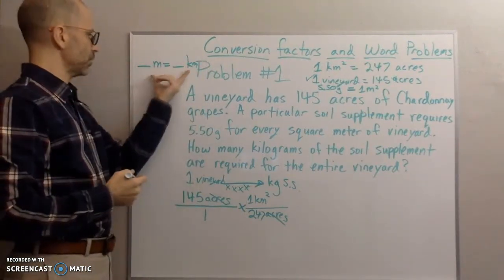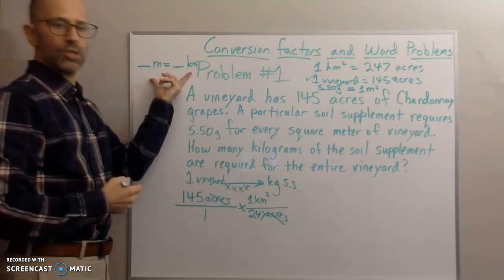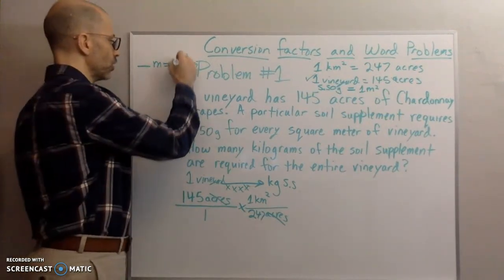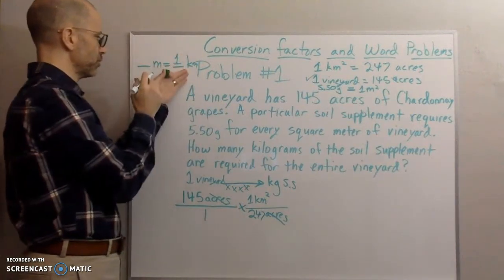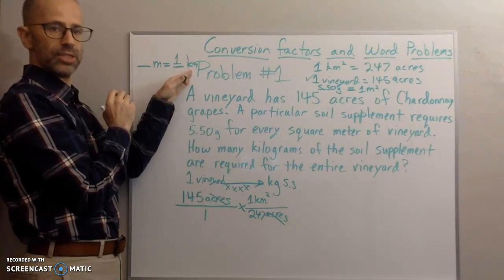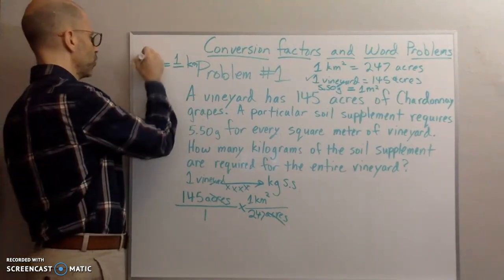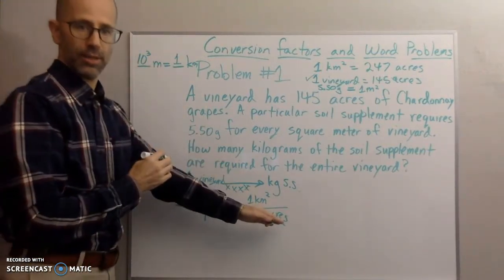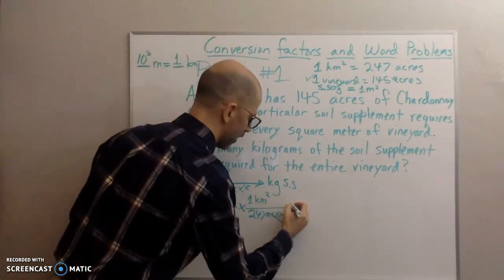So I've got kilometers related to meters. I always put the 1 with the prefix. The 1 goes with the unit that has the prefix, and then I take the prefix multiplier. In this case, it's kilo, which is 10 to the third, and I put it with the base unit. So there's my equality. Now I can use it for my conversion factor.